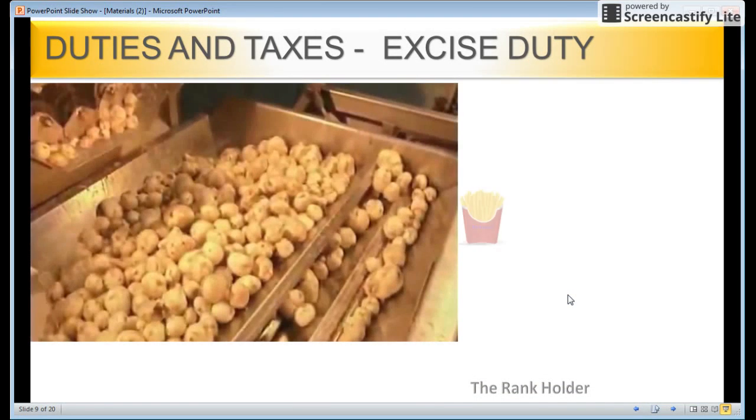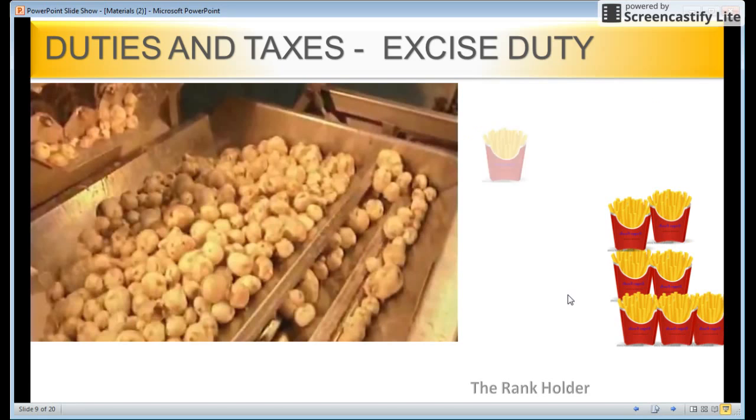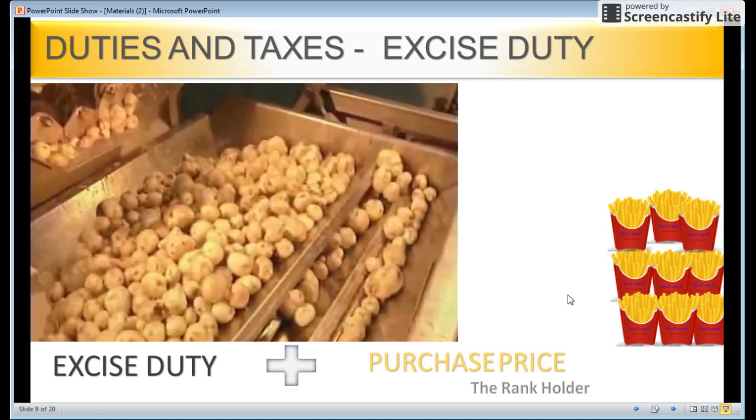Next comes excise duty. Excise duty is a duty paid on manufacture of goods which are produced for selling. It has to be added to the purchase price. In case a CENVAT credit is available, then it is not added to the purchase cost. We shall discuss more about excise duty and CENVAT credit while solving problems.